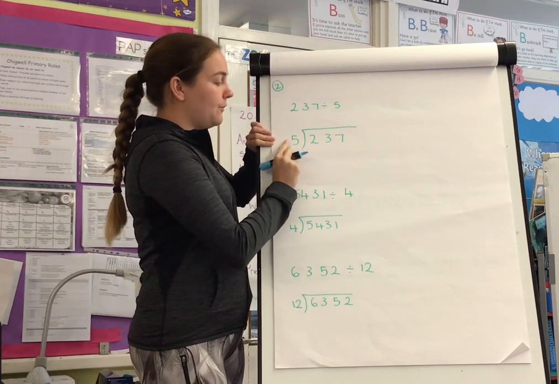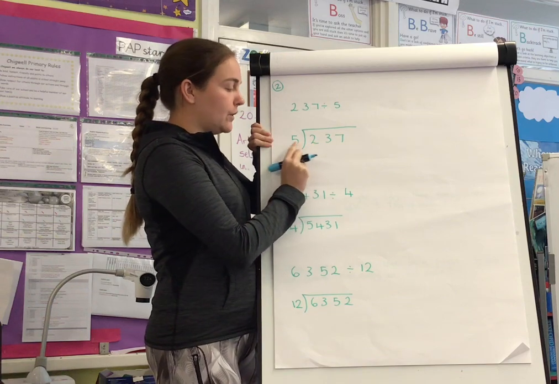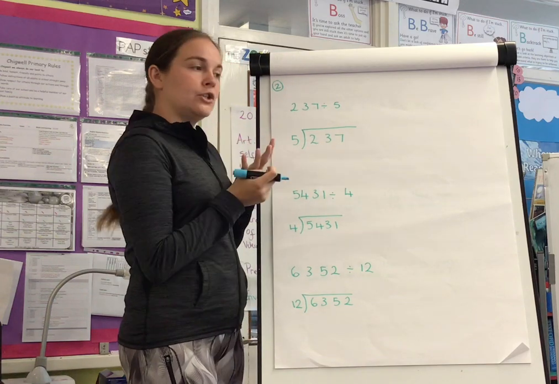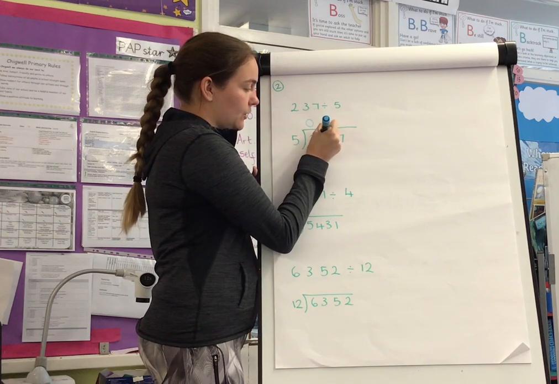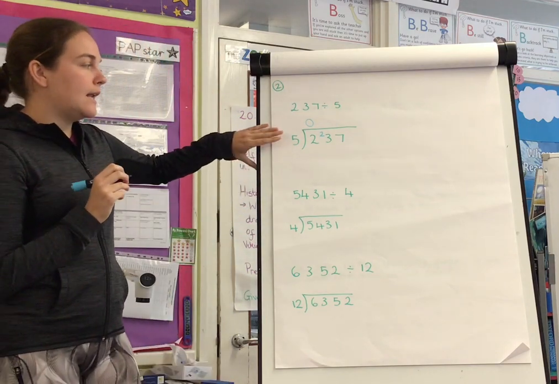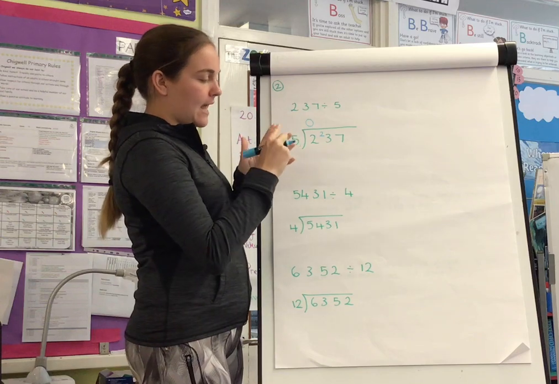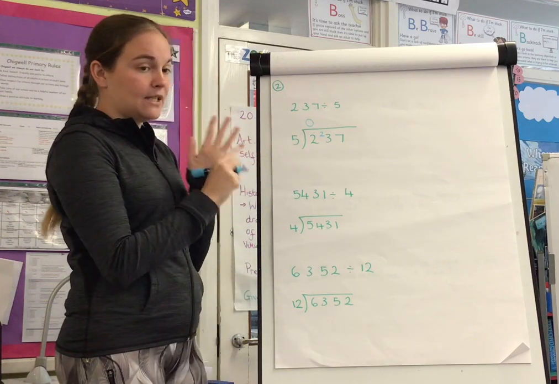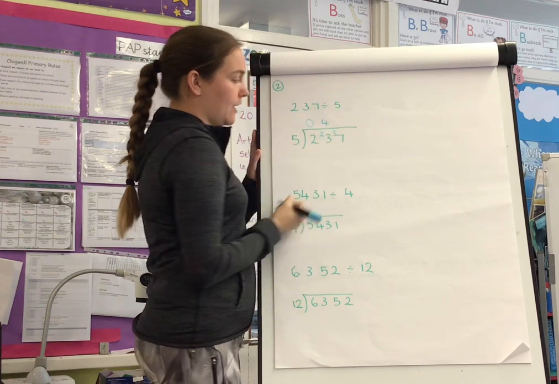So my first thing I need to think of is how many 5s are there in 2, or 2 divided by 5. Now I know if I've got 2 things I can't split that into 5 equally. So that's 0 with 2 left over, which I'm going to carry forward into my tens column. So then I'm thinking, how many 5s go into 23? So I've got 5, 10, 15, 20, 25 is too big, so it's 4 with 3 left over.